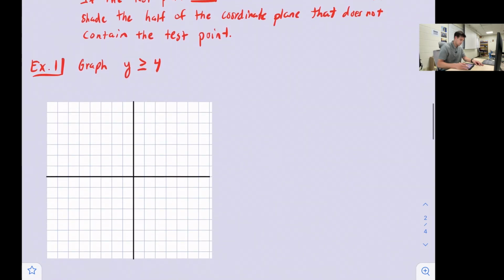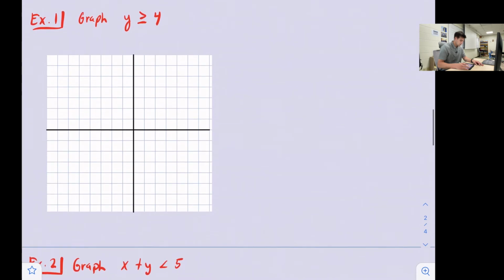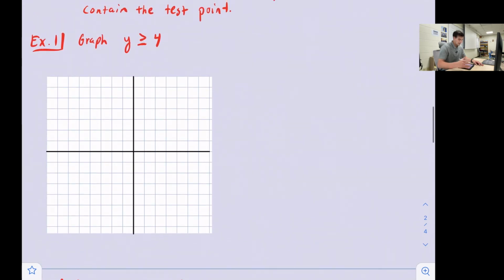Let's do a couple of examples. In example 1, we're going to graph y is greater than or equal to 4. Remember, when we have y equals a number, it's a horizontal line. It is "or equal to," so it will be a solid line. We go through 1, 2, 3, 4, so that would be right here. Y is greater than or equal to 4.